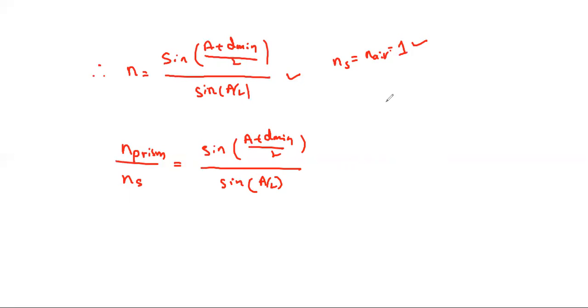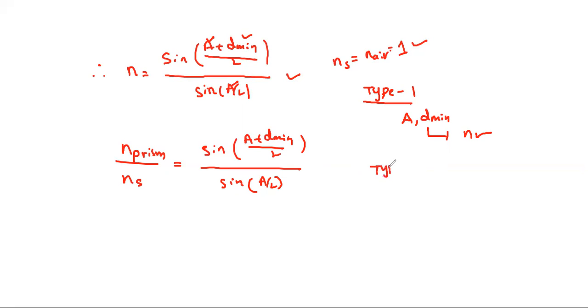And while solving numericals, you will have two types of numericals. In type 1, the D minimum value is mentioned. By means of that, you are going to find out the refractive index of the prism. It is very simple. A you know, D minimum you know. By substituting the values in the equation, you will get the refractive index of the prism.